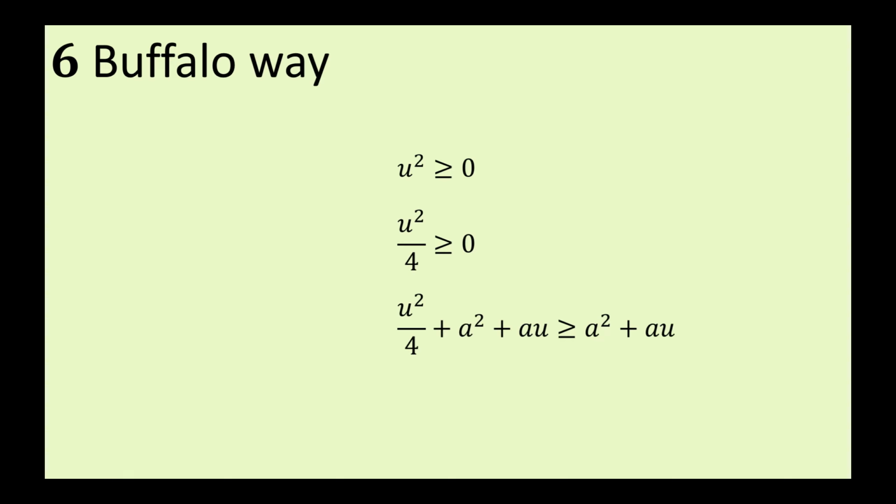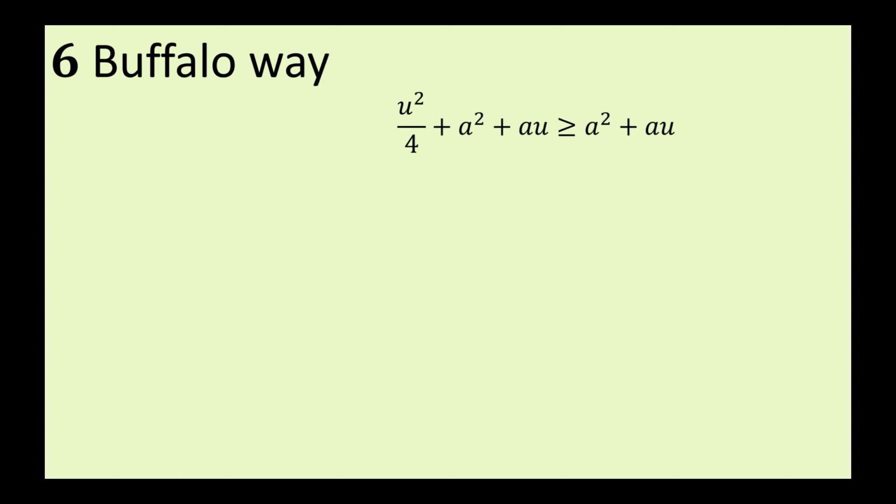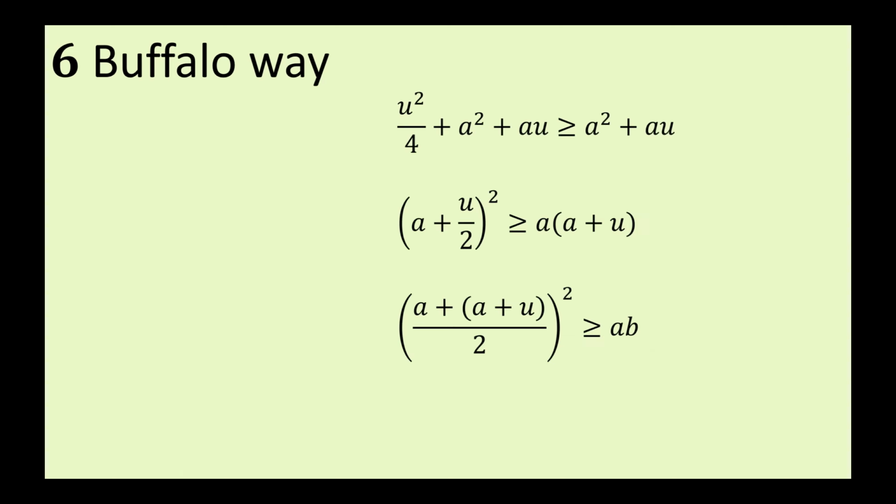This method uses the Buffalo Way, which puts each variable in a relative way. Let a be the minimum value of the 2 values and b be the larger value. Therefore, b is represented as a plus u. Of course, each variable is a real number and u is greater than or equal to 0. We can add a squared plus a times u to both sides of the inequality. Then, we can derive the formula in this form. We just define a plus u as the variable b, so that the inequality holds.